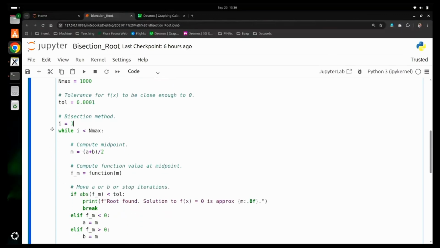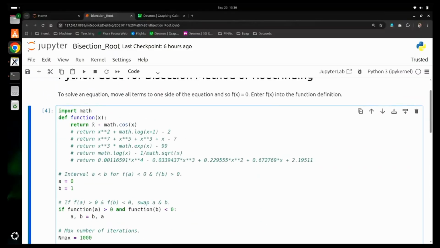So this is just a counter, i equals 1. While the counter is less than the maximum number of iterations, I just do my bisection, compute the midpoint, compute the function value at the midpoint. So I call the function, pass in the midpoint value. That's why I define the function here. I can define any function here. So you can see many functions here. Some of the functions are given in your tutorial 2.